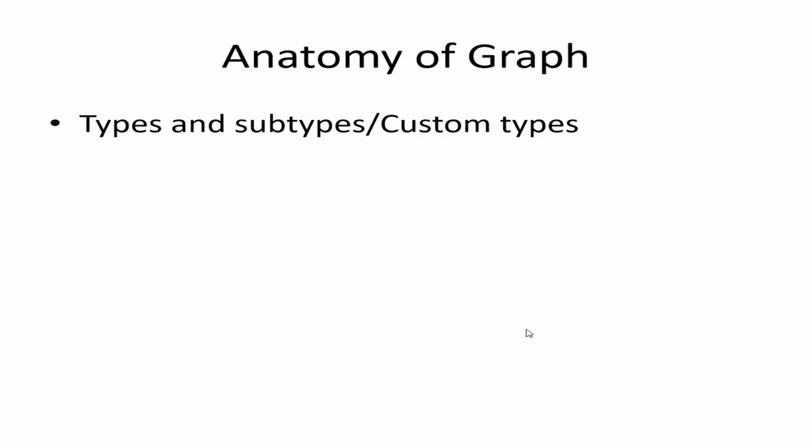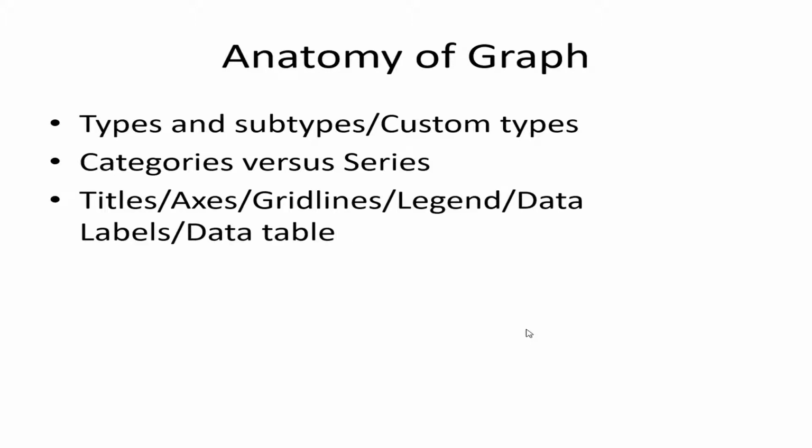If you look at the anatomy of graph, there are in the spreadsheets types and subtypes, and these subtypes are custom types. There are categories and series which represents X and Y coordinates, and we have titles, axes, grid lines, legend, data labels, data table. They are all available, but you don't need to use everything. Why?